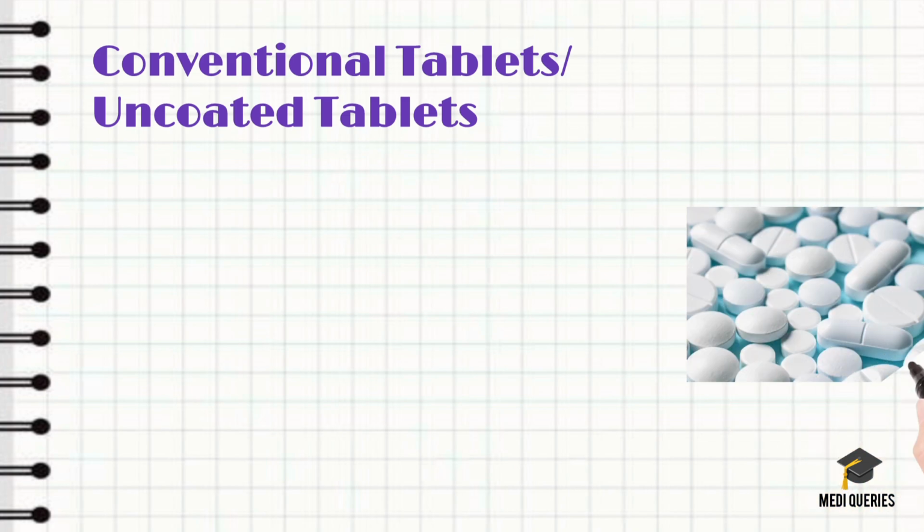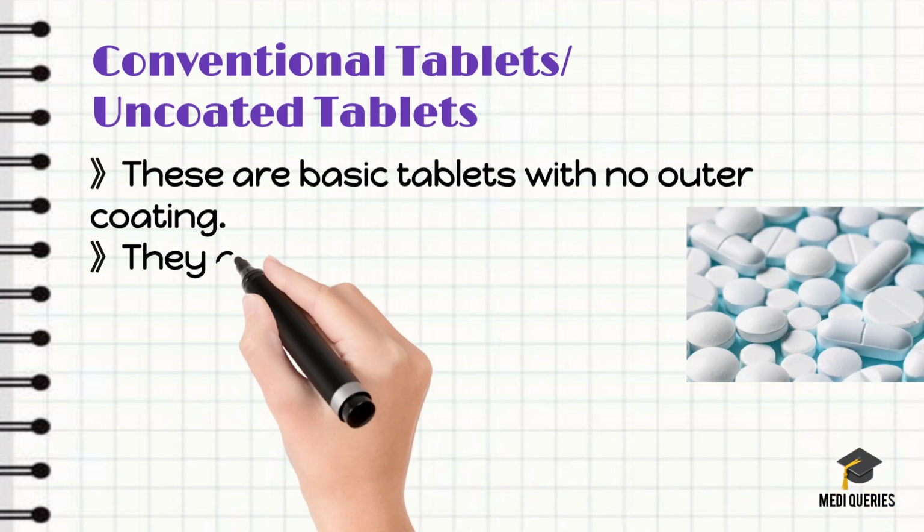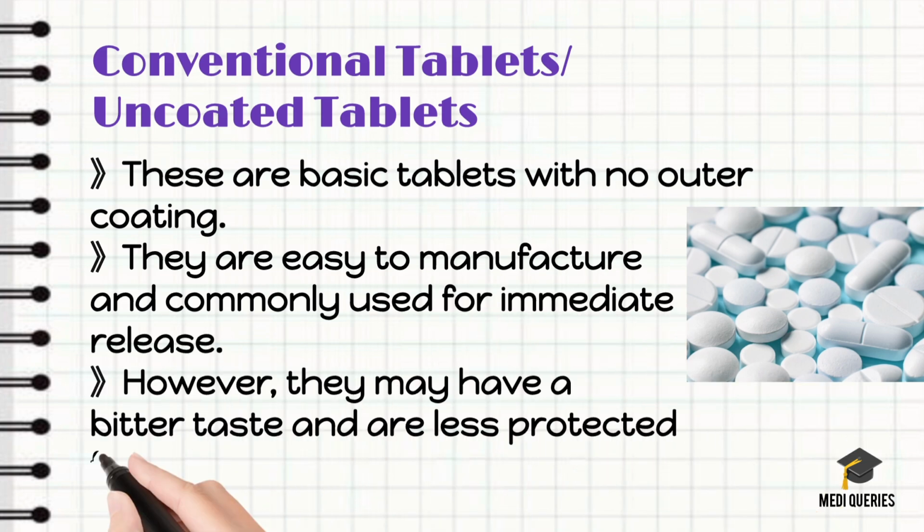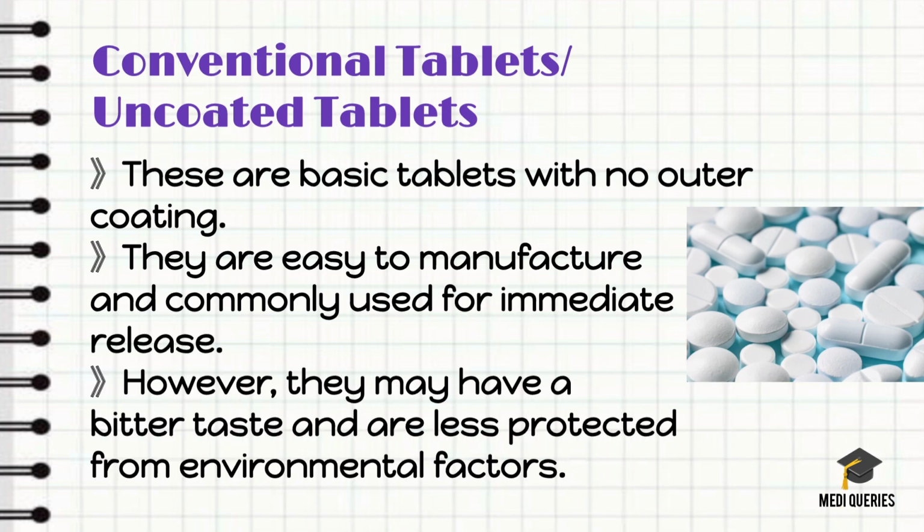Conventional or uncoated tablets are the most common type of tablets. They are compressed with the active ingredients and the excipients and are meant to be swallowed whole. These tablets disintegrate and dissolve in the stomach to release the drug. They are simple to manufacture, cost effective, and widely used across medical conditions. However, they may taste bitter and are not protected from the gastric fluids. Uncoated tablets are typically used when taste masking or delayed release is not required.